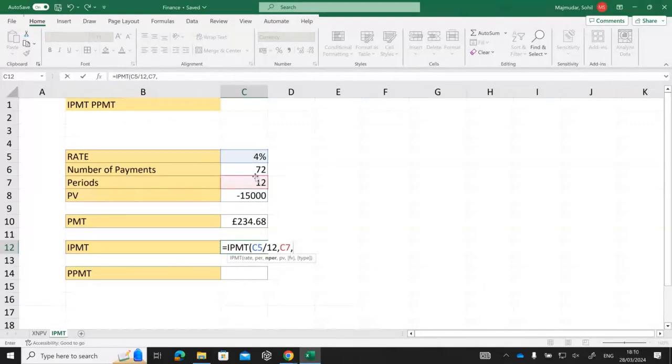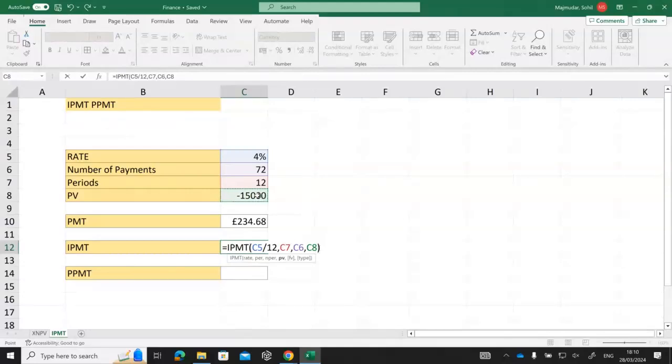The third thing should be your total time period in months. So click on number of payments. Third thing is the total number of months in your loan. For example, if it's 5 years, you do 5 times 12 and so on. And the last thing again is the present value. And once again, the present value has to be negative.